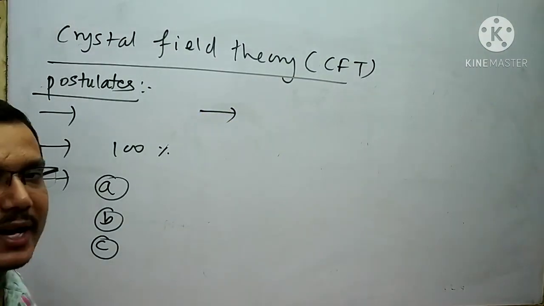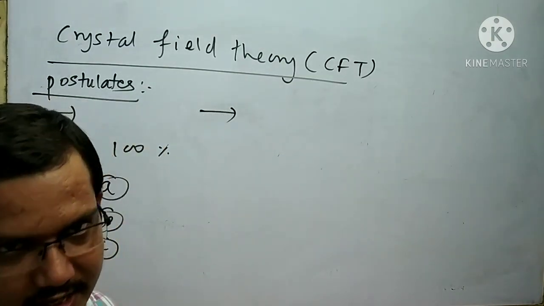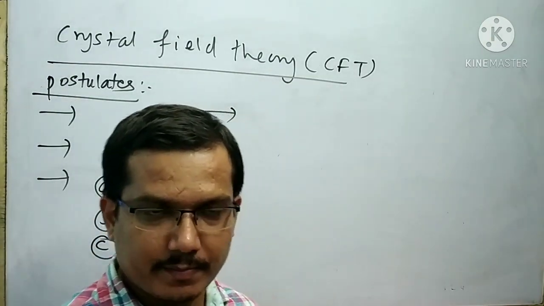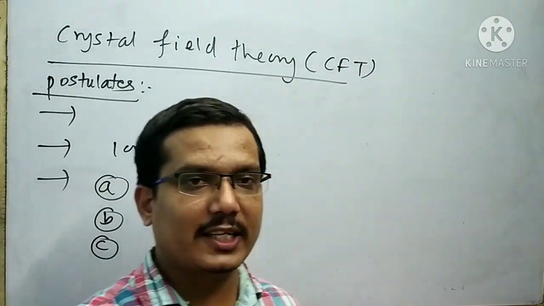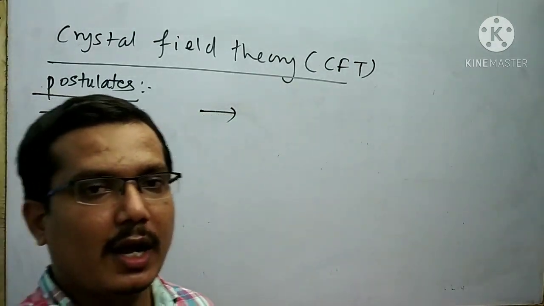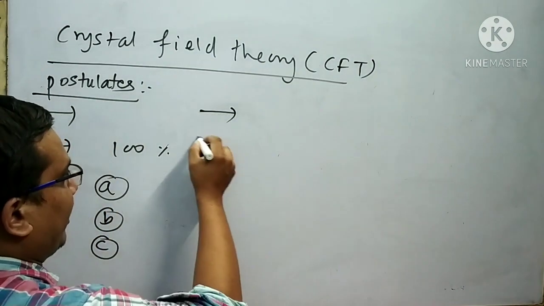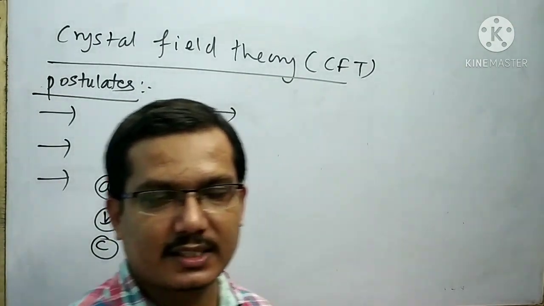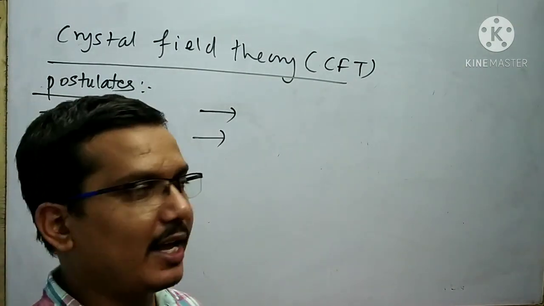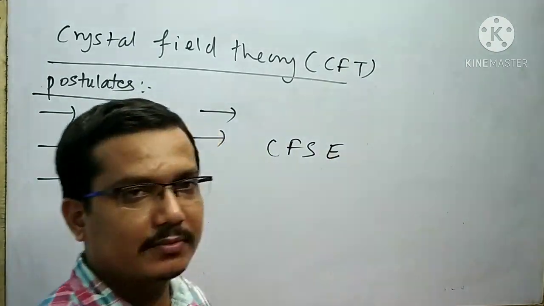Fourth point is the magnetic character depends upon the number of unpaired electrons and the extent of splitting of d orbitals. Greater the extent of splitting of d orbitals, lesser is the number of unpaired electrons and lesser is the paramagnetic character of the complex. Next point is the shape of the coordination complex can be determined with the help of crystal field stabilization energy.